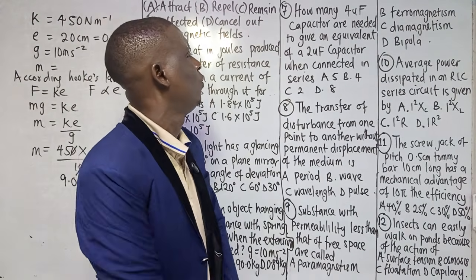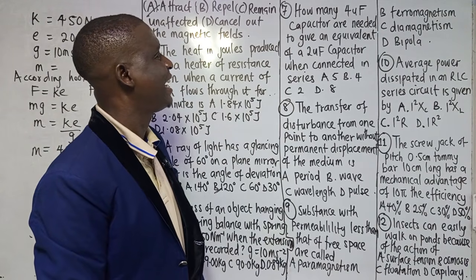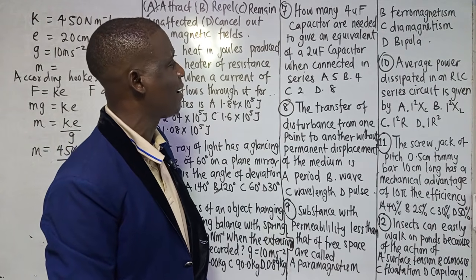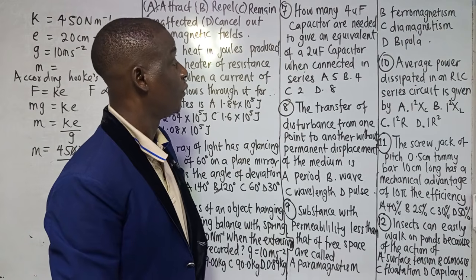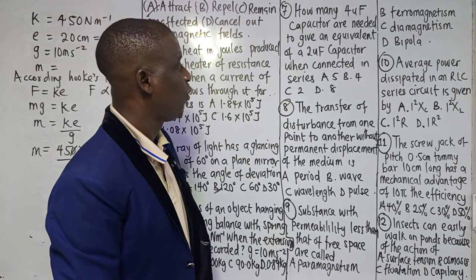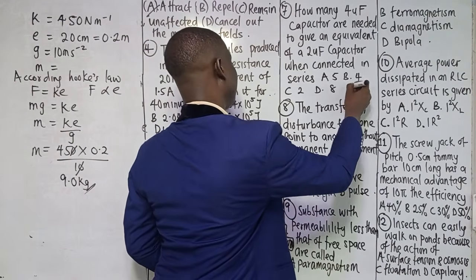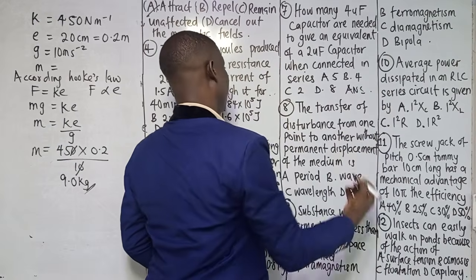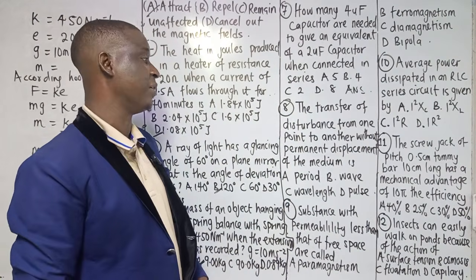The next question says, how many 4 microfarad capacitors are needed to give an equivalent of 2 microfarad, a total capacitance of 2 microfarad, when connected in series. I want you to answer this question. Answer it and send your answer to the comment section. Solve it and confirm it.